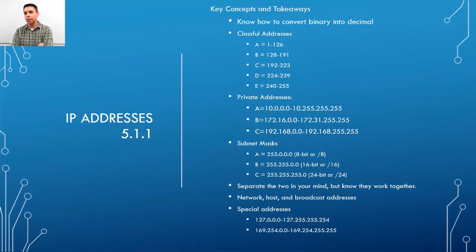So there are private IP ranges, and we talked before about public versus private. Public IP ranges are usually assigned to websites and forward-facing devices. So businesses that are connected to the internet usually have at least one forward-facing IP address. That means they will be accessible from the internet.